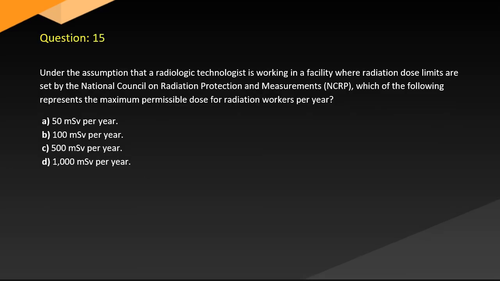Question 15. Under the assumption that a radiologic technologist is working in a facility where radiation dose limits are set by the National Council on Radiation Protection and Measurements (NCRP), which of the following represents the maximum permissible dose for radiation workers per year? A. 50 mSv per year. B. 100 mSv per year. C. 500 mSv per year. D. 1000 mSv per year.